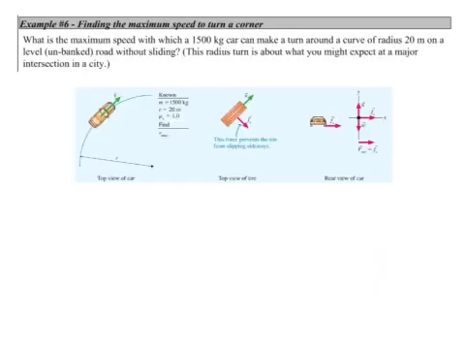So let's look at another example. What is the maximum speed with which a 1,500 kilogram car can make a turn around a curve of radius 20 meters on a level unbanked road without sliding? So this radius turn is what you might expect at a major intersection in a city.